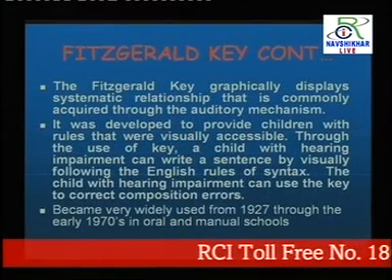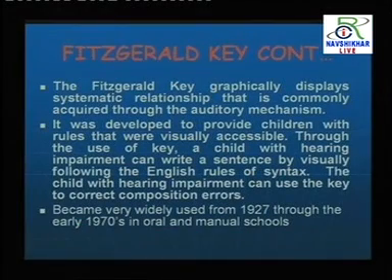The physical key graphically displays systematic relationships that are commonly acquired through the auditory mechanism. It was developed to provide children with rules that are visually accessible. Through the use of a key, a child with hearing impairment can write a sentence by visually following the English rules of syntax. The child can use the key to correct composition errors. It became very widely used from 1927 through the early 1970s in oral and manual schools.